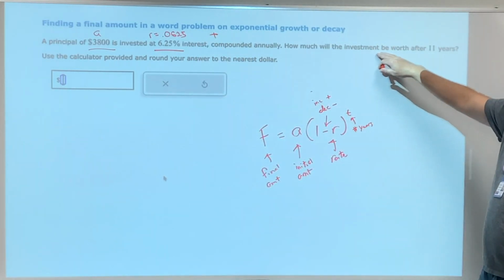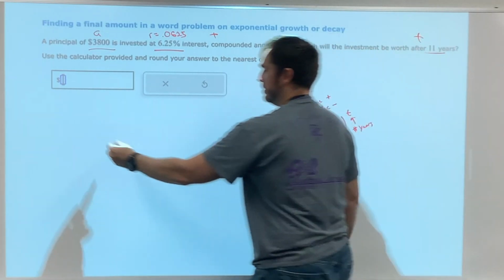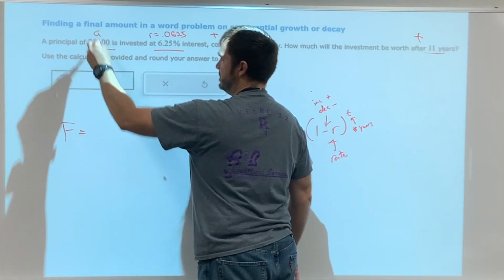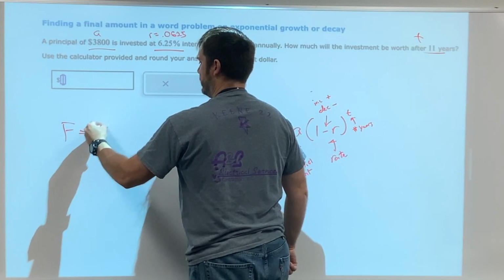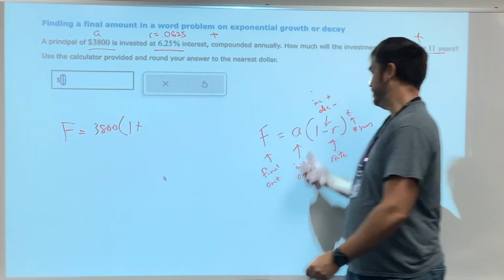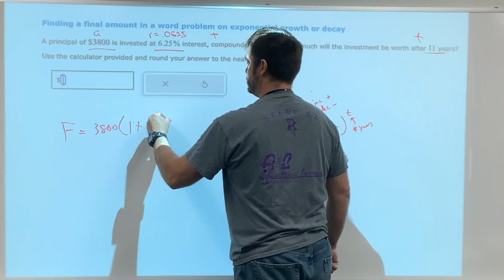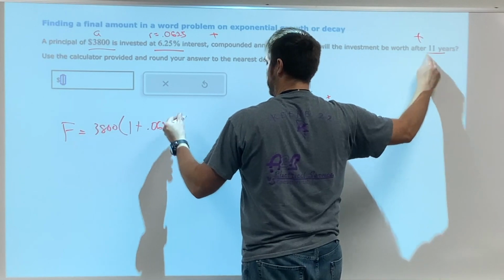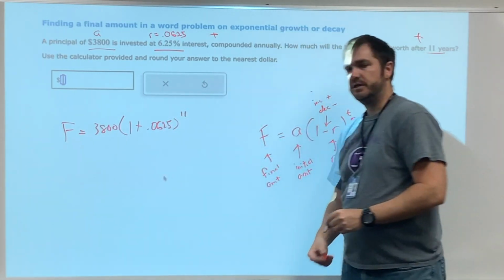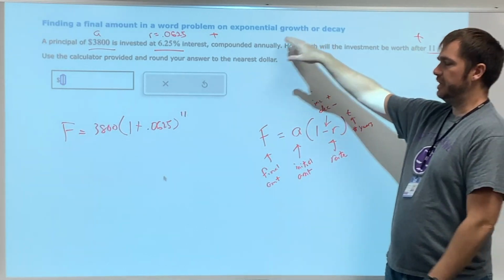How much will the investment be worth after 11 years? That's our T value. So final amount is equal to initial amount, 3,800, times 1 plus 0.0625, and then raised to the 11th power. Notice this is compounded annually.